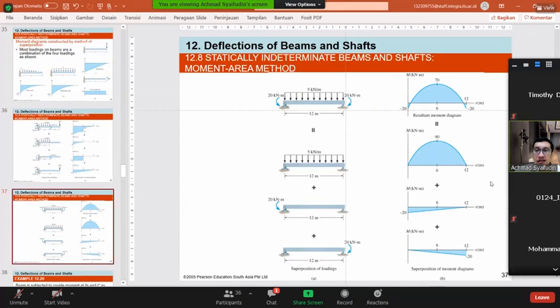But this is a similar example, a similar problem, I think. From the complex one, we can derive three separate loadings.